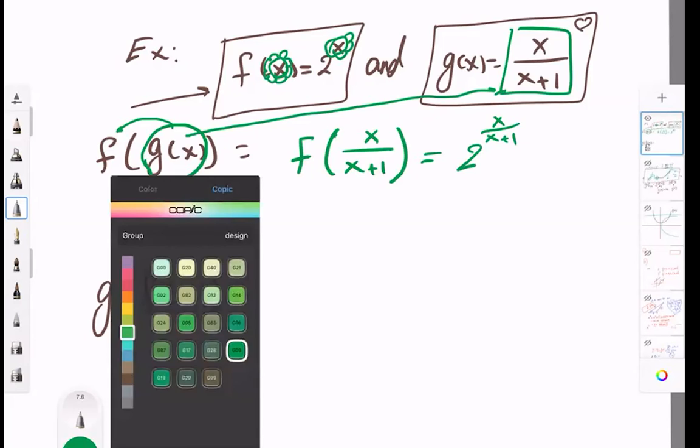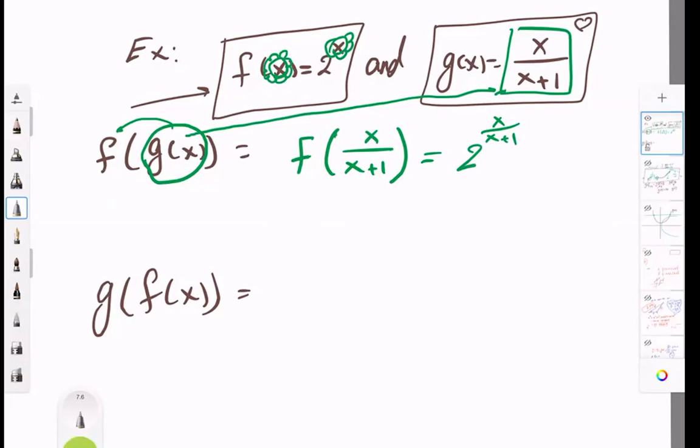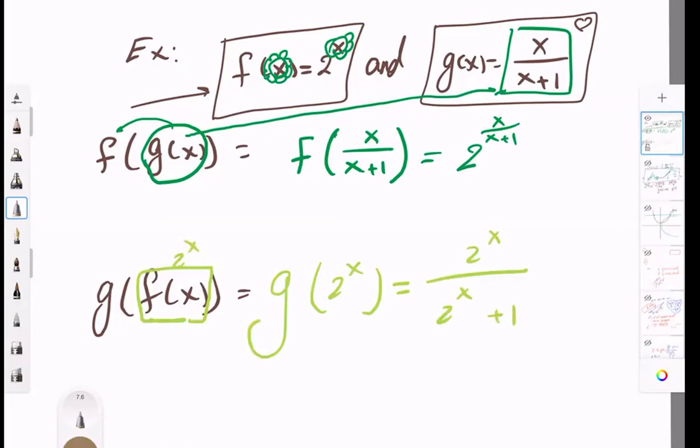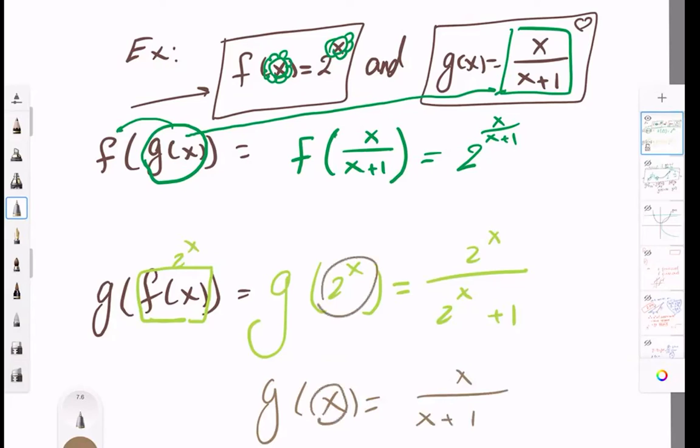What is g of f of x? So f of x is 2 to the power of x. That means we are looking for g of 2 to the power of x. This will be 2 to the power of x over 2 to the power of x plus 1. Question? So g of x was x over x plus 1. X changed to 2 to the power of x. So I just put 2 to the power of x in place of x.